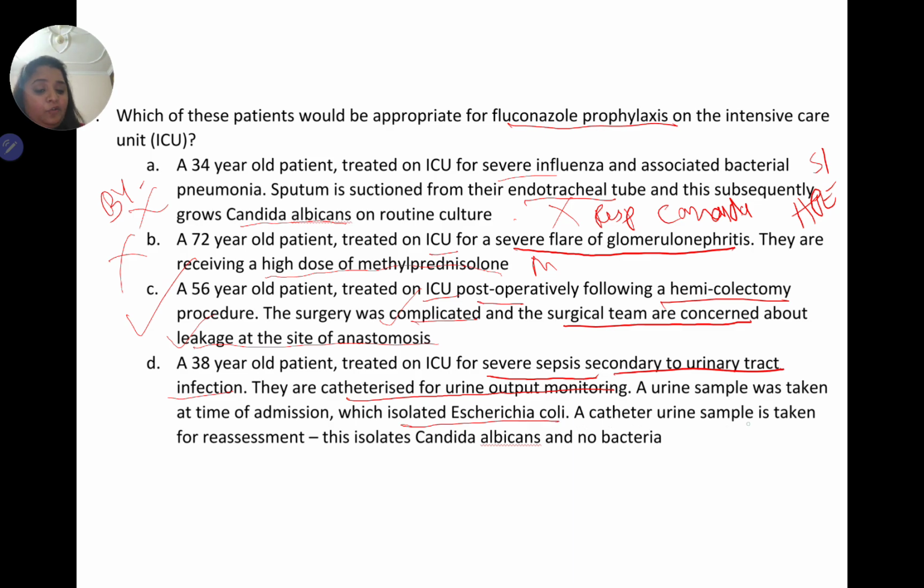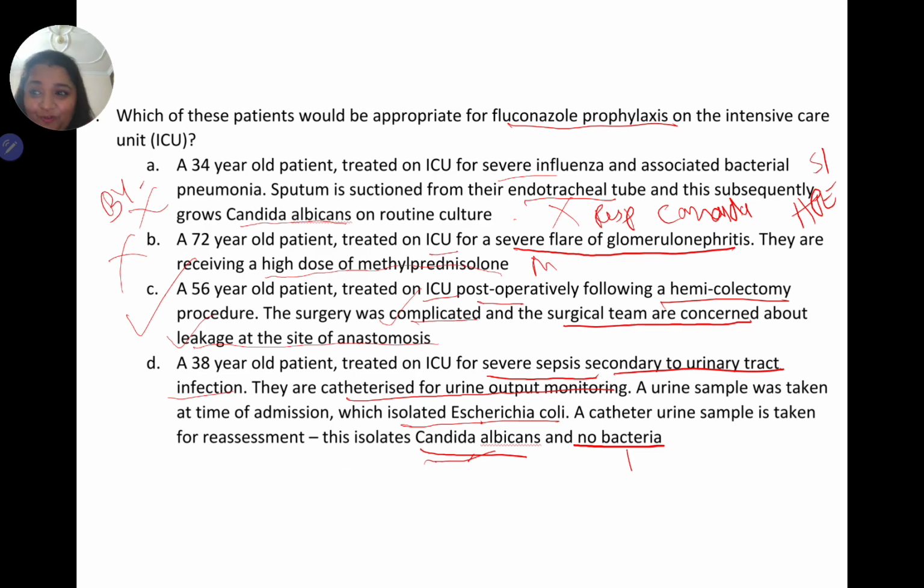coli. The catheter urine sample is taken for reassessment. This isolates Candida albicans and no bacteria. So I agree, ICU patient, severe sepsis, secondary to UTI, this clinical scenario is fitting. But if you see, initially there was E. coli, but later E. coli has disappeared, but Candida is persisting.